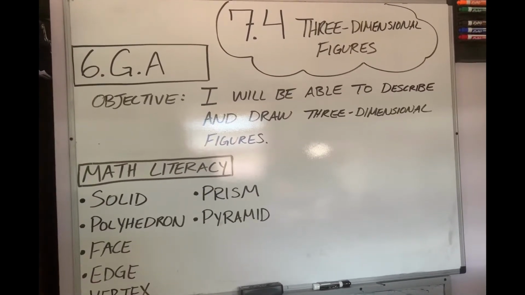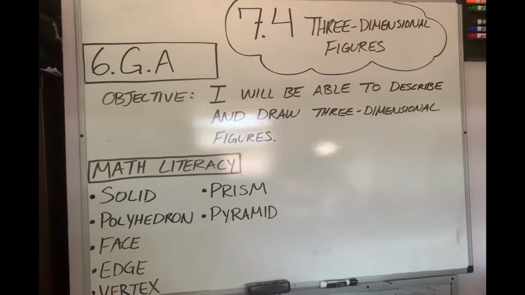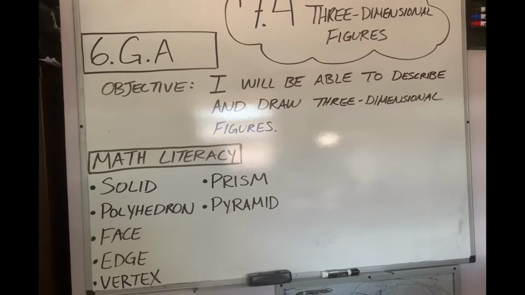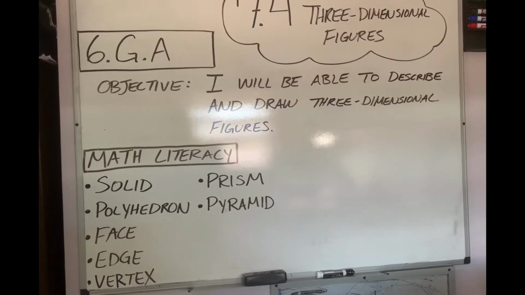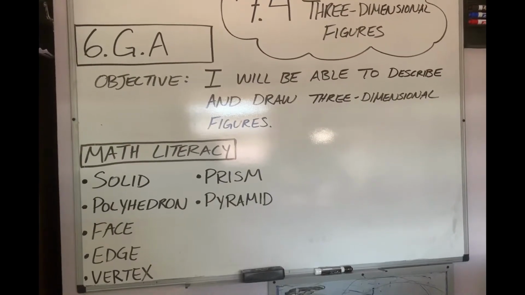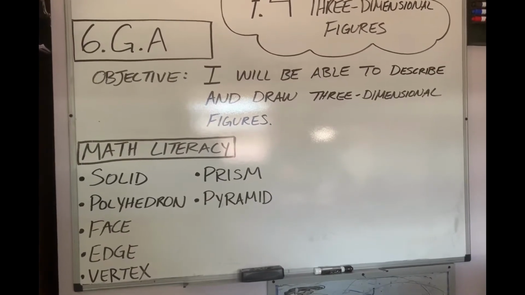Today we're working with 7.4, three-dimensional figures. Our standard is 6th grade Geometry A, and our objective is that we're going to be able to describe and draw three-dimensional figures. Our mathematical literacy words are solid, prism, polyhedron, pyramid, face, edge, and vertex. Let's go ahead and get started.